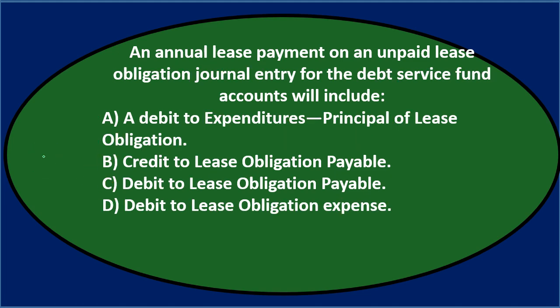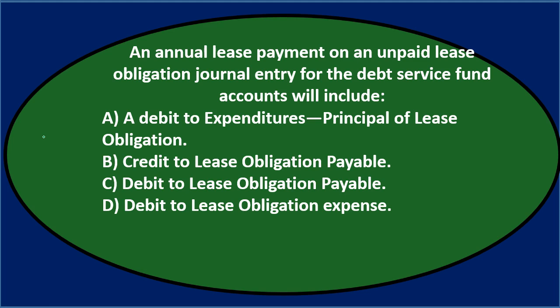An annual lease payment on an unpaid lease obligation journal entry for the debt service fund accounts will include. So similar question. Now, however, we're on the debt service account. If we go through these again, we have A, a debit to expenditure, principal of lease obligation. B, credit to lease obligation payable. C, debit to lease obligation payable. D, debit to lease obligation expense.